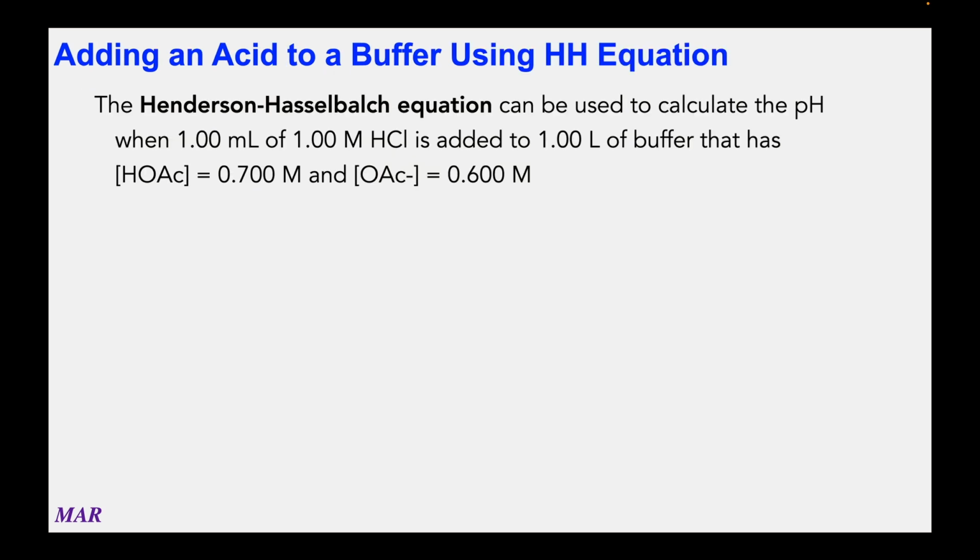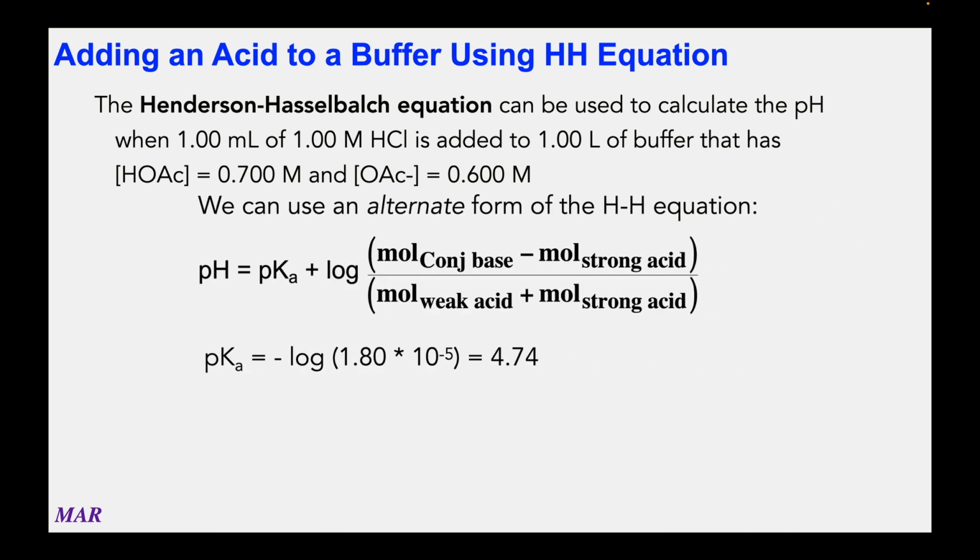We can also use the Henderson-Hasselbalch for problems like this, and this is something I highly recommend you master. It's a really cool skill. If you rewrite the Henderson-Hasselbalch for moles, you end up with this expression where pH equals pKa plus log of moles of base minus moles of strong acid, divided by moles of weak acid plus moles of strong acid.